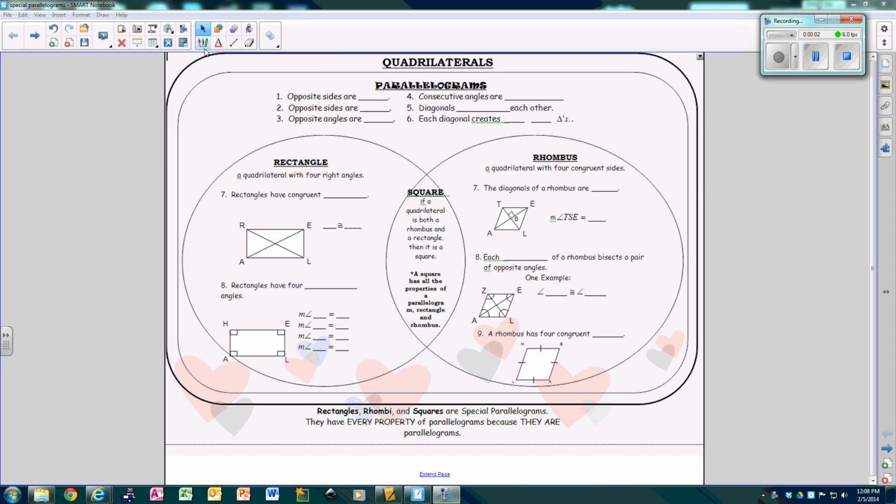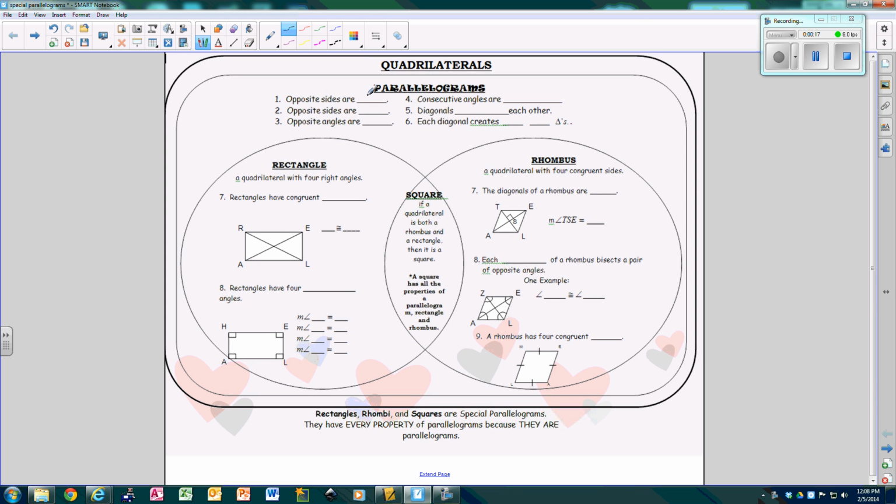All right, guys. So today we are going to look at quadrilaterals, and to be specific, we're going to talk about parallelograms. Okay, so parallelograms, remember, we talked about that opposite sides are parallel. Opposite sides are congruent. Opposite angles are congruent. Consecutive angles are equal to 180. The diagonals bisect each other.